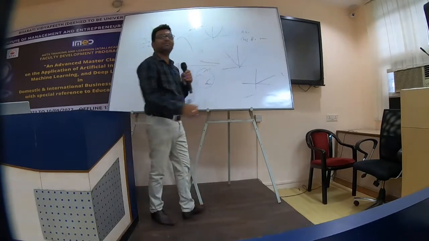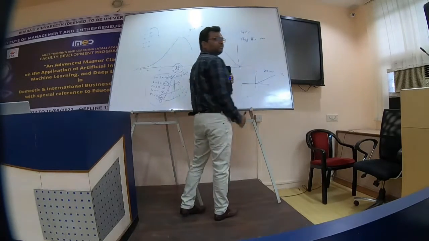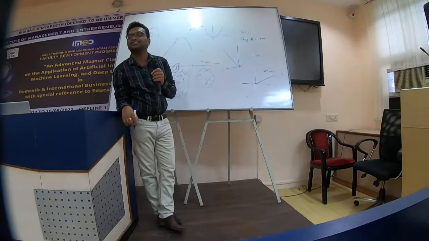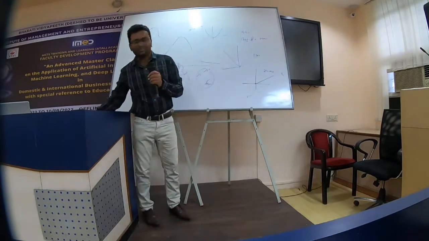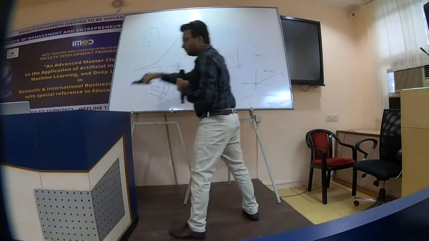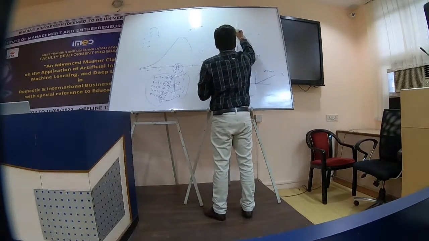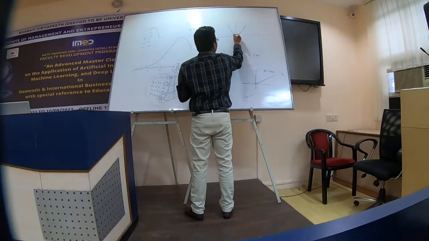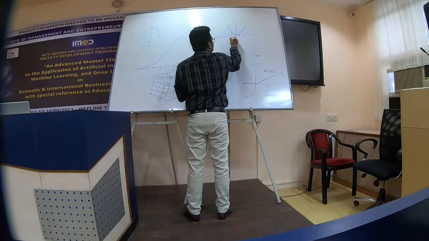Y is equal to mx, passing through 0. This is mod x. And what is this? It will be quadratic form. Okay, when you don't know, you have to check like this. Suppose this is 0, this is 1, this is -1. This is 2, this is -2.